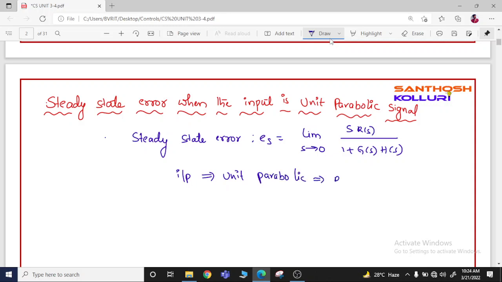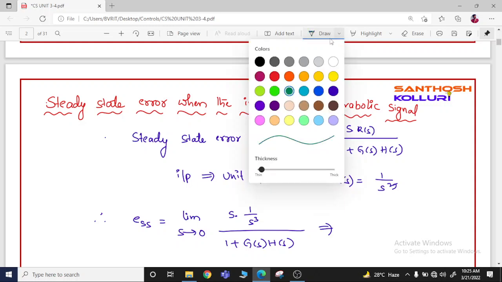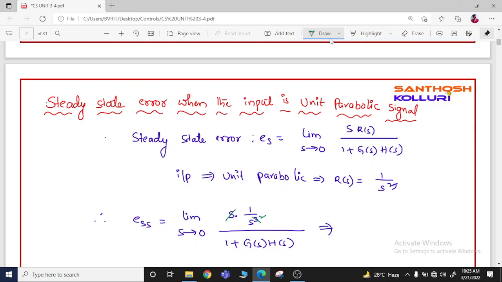So therefore R(s) will now be 1 by s cube. Therefore the steady state error can be written as limit s tends to 0 of s into 1 by s cube divided by 1 plus G(s) into H(s). Here this s and s cube will cancel out, so a square term will be left over in the denominator.